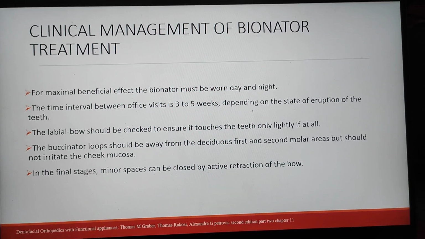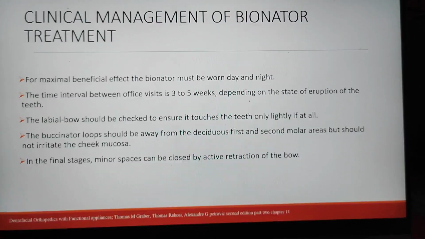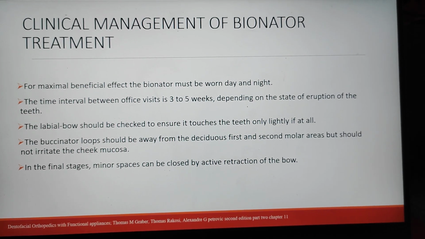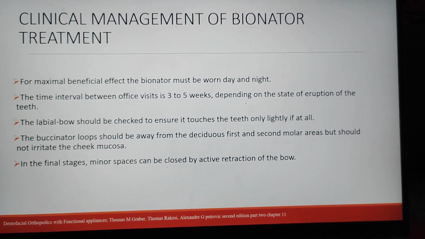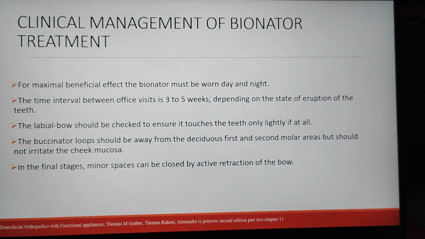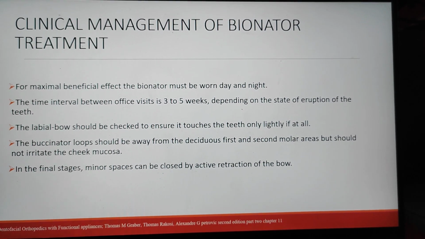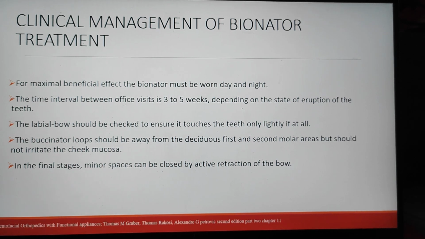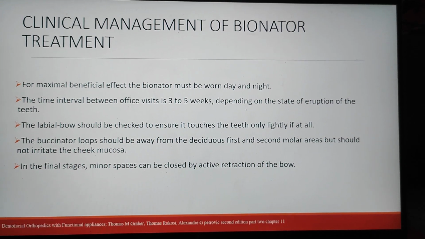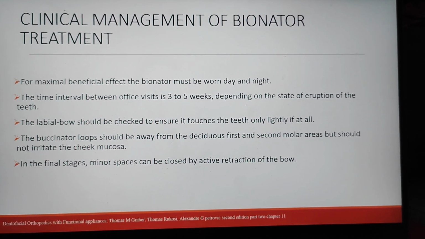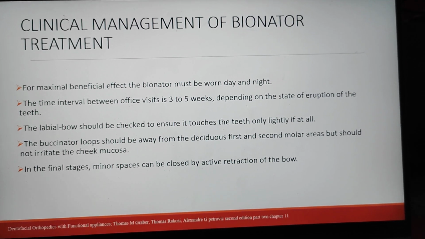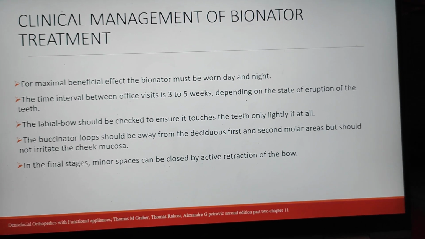Then the clinical management of the bionator treatment. For maximal beneficial effect, the bionator must be worn day and night by the patient, and it should be removed only during eating. The time interval between the office visits is 3 to 5 weeks, depending on the state of eruption of the teeth. The labial bow should be checked and ensured that it does not touch the teeth. If it does, it should be only touching lightly.